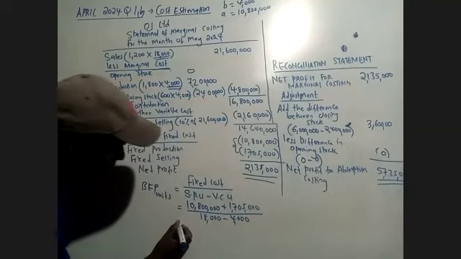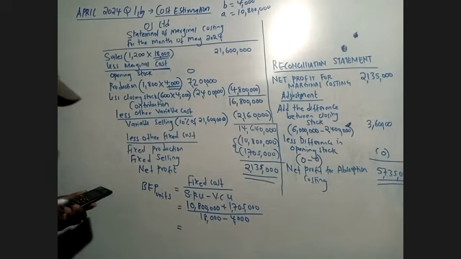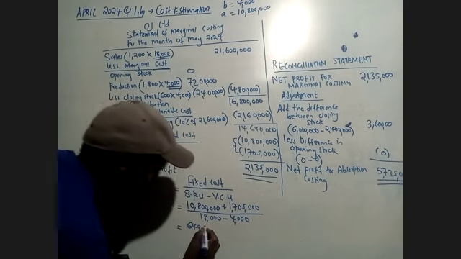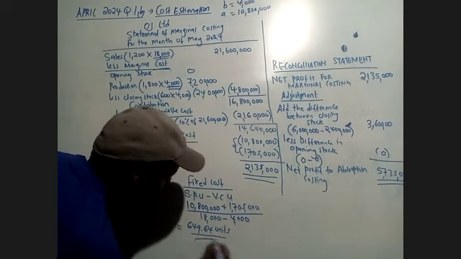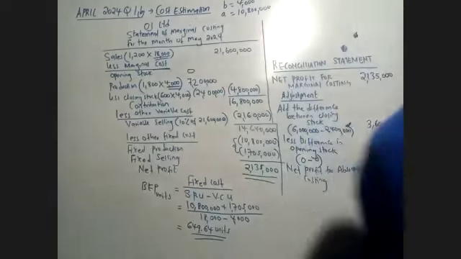So how many units? So the 10,800,000 plus 1,705,000 divided by 18,000 minus 4,000. So mimi napata 649.64 units. So this is the point of break-even point.